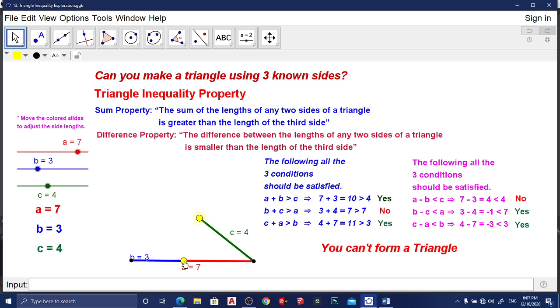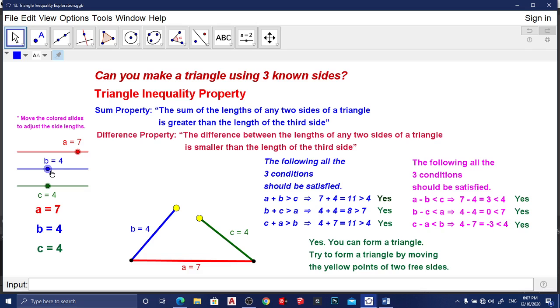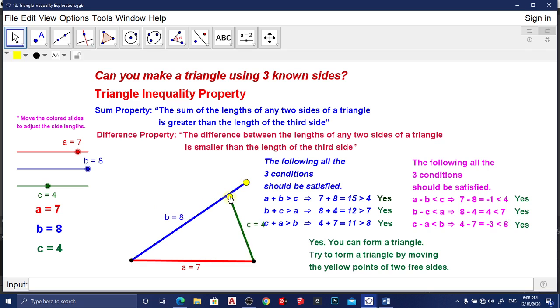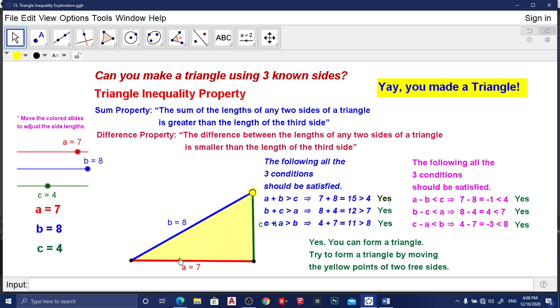So take another length here. Take one more example to understand. See here, I am taking 7, this is 8, this is 4. These three conditions are satisfied here, so you can form a triangle. So try to form a triangle by moving these two. You can form a triangle here. By moving these two, see, now you form a triangle.